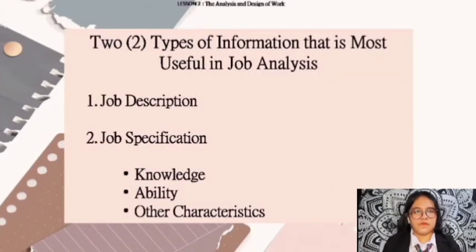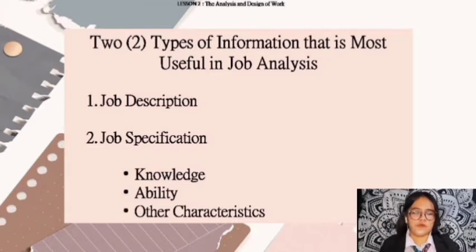There are two types of information that are most useful in job analysis. First is the job description. It is a list of the tasks, duties, and responsibilities that a job requires. You may see an example of a job description in your instructional materials on page 26. Next type of information is job specification. It is a list of knowledge, skills, abilities, and other characteristics that an individual must have to perform the job.